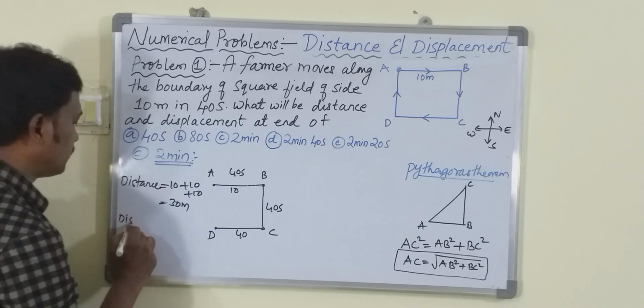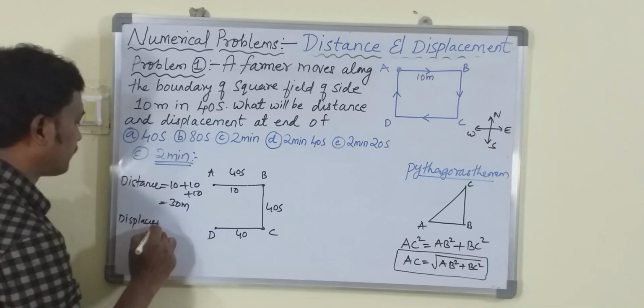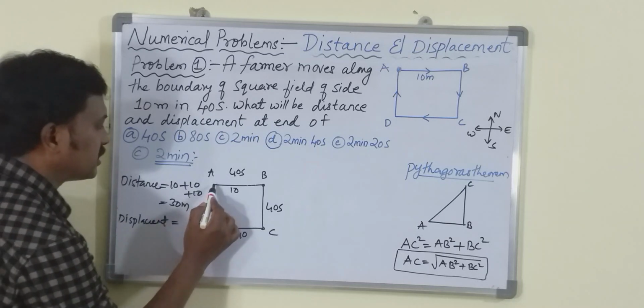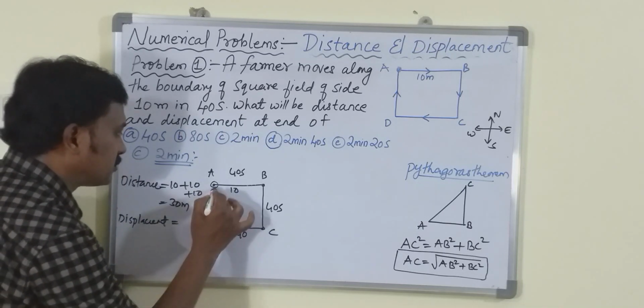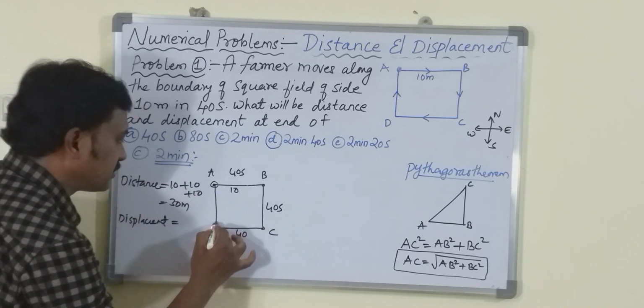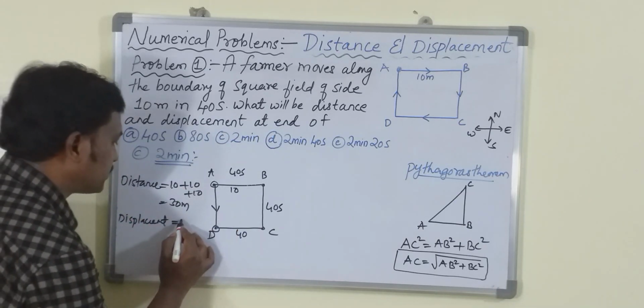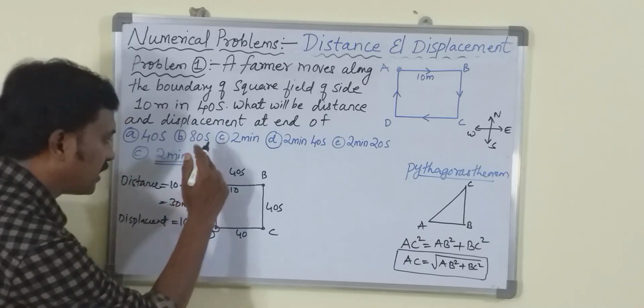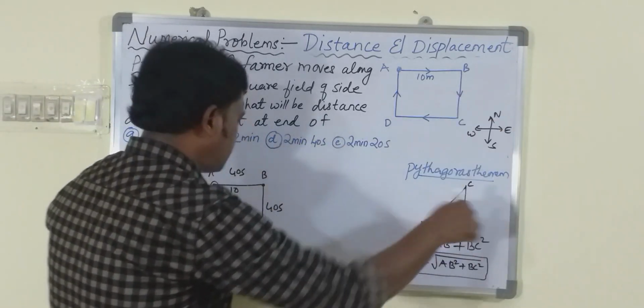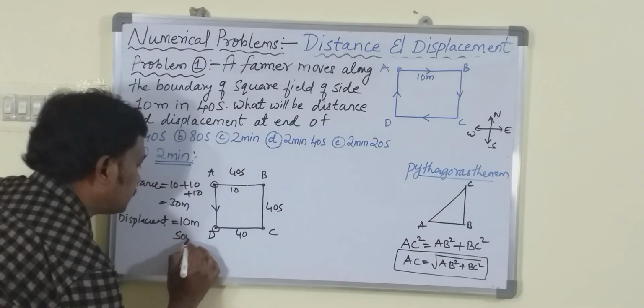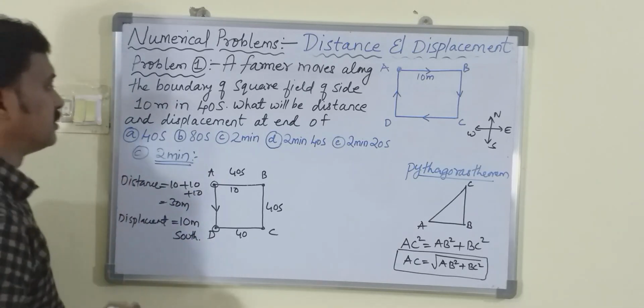And what is displacement? Displacement. So this is the initial and this is the final. So it is in this direction. And we have a direction. Okay, what is this? It is 10 meters, and the direction is south, downwards. 10 meters south. So this is the third one.